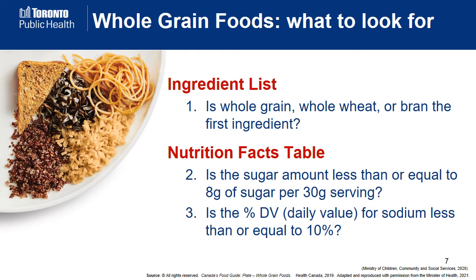Remember, to help identify if a grain food product meets the Student Nutrition Program nutrition guidelines, we can ask these 3 questions. Number 1, is whole grain, whole wheat, or bran the first ingredient? Number 2, is the sugar less than or equal to 8 grams of sugar per 30 grams serving? Number 3, is the percent daily value for sodium less than or equal to 10%?